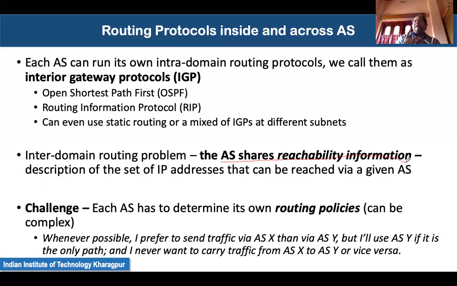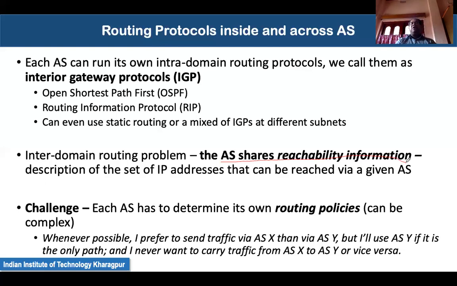So at the farthest level, you look into the abstraction of the locality, and then once the packet reaches the locality, you look into the individual node level. Now to construct this locality graph, the autonomous systems share reachability information. But here, what is our challenge? Each autonomous system has to determine its own routing policy, and these routing policies can be complex.